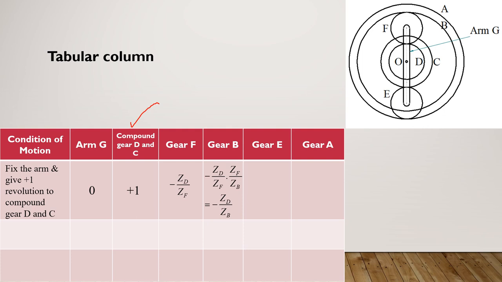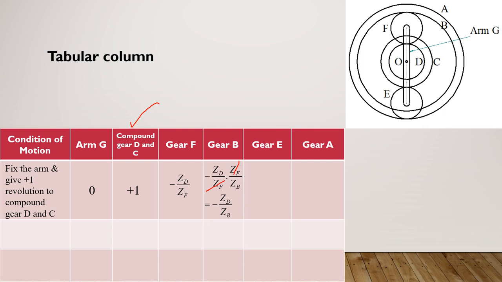There can be any number of gears. You have to write the train value for all these combinations: first DF, then FB, then multiply them. So F gets cancelled here, and the remaining is minus ZD by ZB. So this is for gear B.